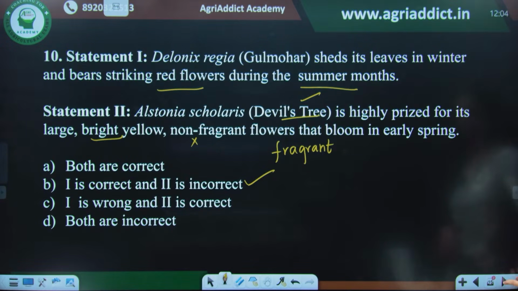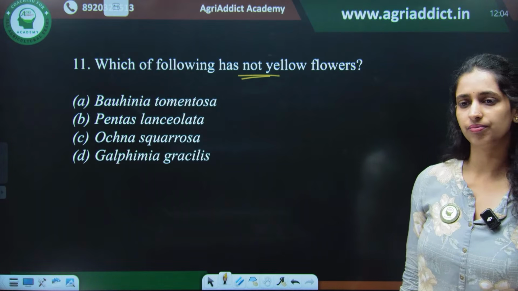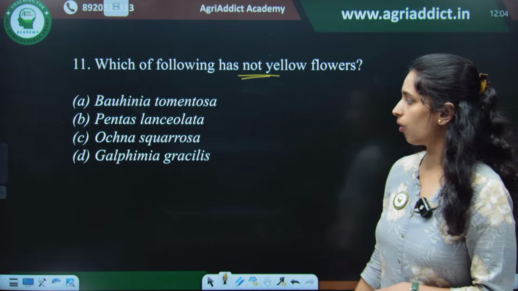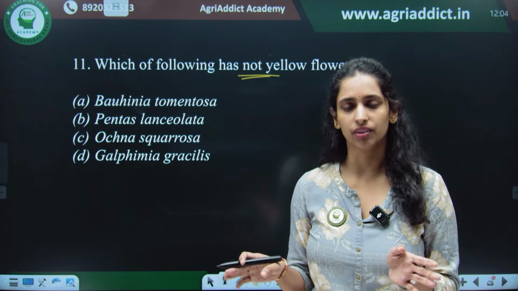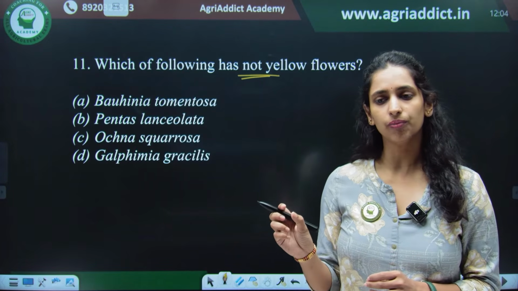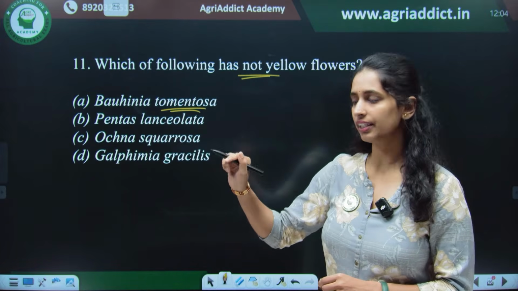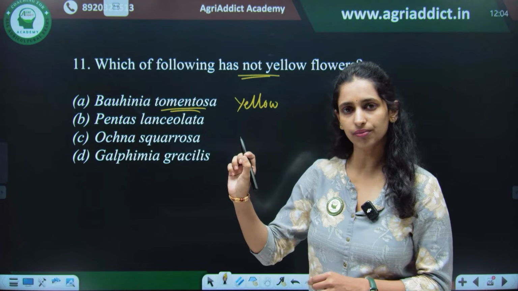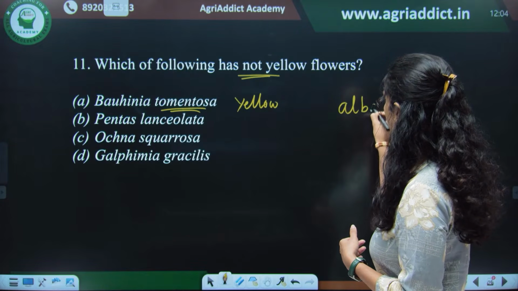Okay, next question we will see. Which of the following has not yellow flowers? Not yellow flowers. Bauhinia tomentosa, Pentas lanceolata, Ochna squarrosa and Golfinia gracilis. इस टाइप का random questions will come. So you will not be knowing everything. That time you have to see through the word also. See here the Bauhinia tomentosa. Tomentosa means yellow color. If yellow color comes in any other species also, you guess it's a yellow color. ऐसे ही होता है ना alba मतलब white, rubra means red.